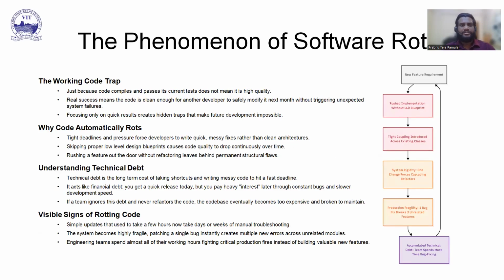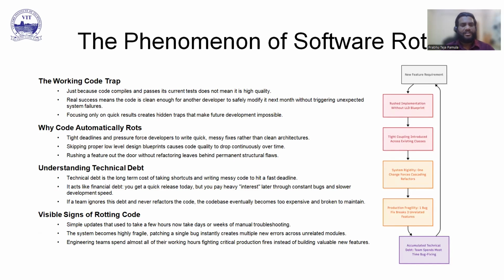The phenomena of software rot, the working code trap. Just because code compiles and passes its current tests does not mean it is high quality. Real success means the code is clean enough for another developer to safely modify it next month without triggering unexpected system failures. Focusing only on quick results creates hidden traps that make future development impossible.